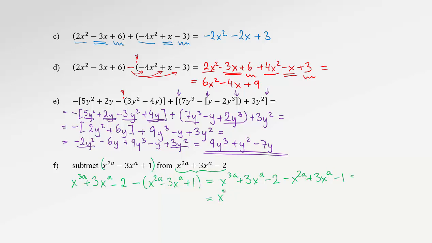So x to the 3a, that's the first term. Then we have negative x to the 2a, negative x to the 2a. And finally 3x to the a plus another 3x to the a. So we have altogether 6x to the a. Three terms, negative 2, negative 1, gives us negative 3 as a final answer.